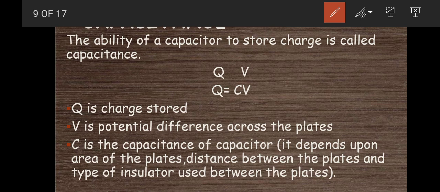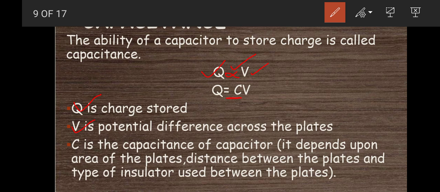Here you can see, if Q is the amount of charge and V is the potential difference or voltage, then we can say that they are directly proportional to each other. When this proportionality sign is removed, we will have an equality with a proportionality constant. In this case, Q will be equal to CV, where Q is the charge stored on the plates, and V is the potential difference across the plates.